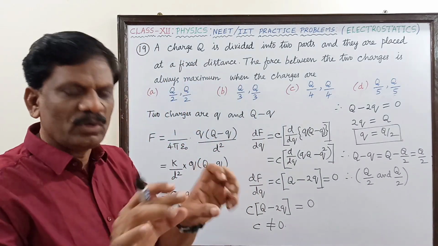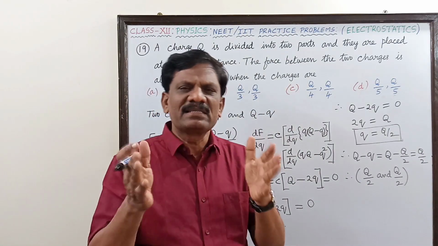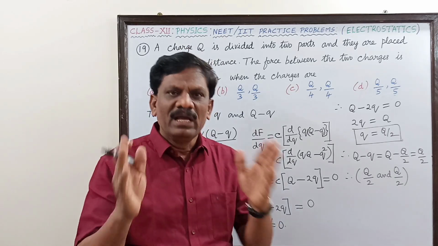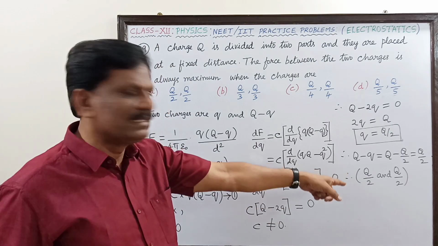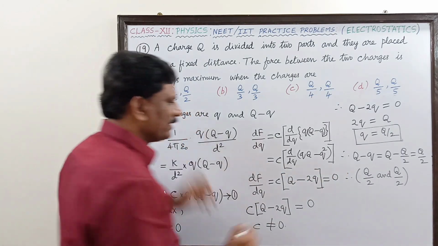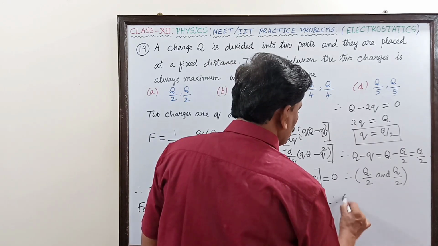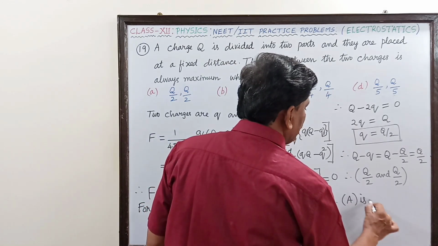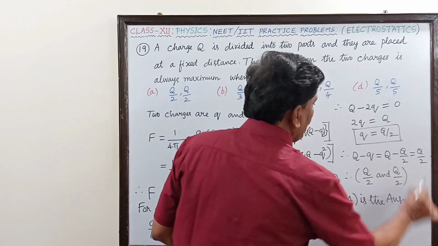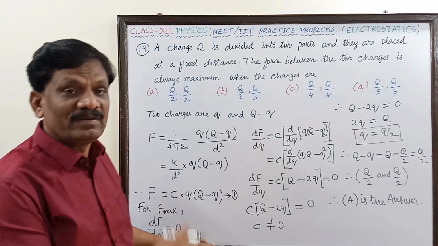So the two broken parts will have a maximum force at a fixed distance when both have the same magnitude. That is the answer we are getting. So option A itself is the correct answer, Q by 2 and Q by 2. Therefore option A is the correct answer. I hope you have understood well. Fine.